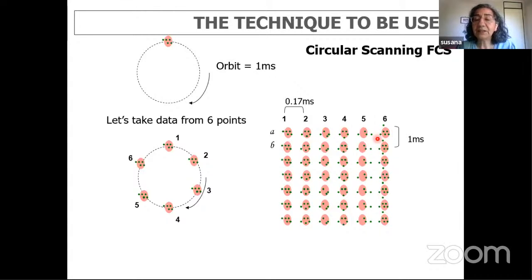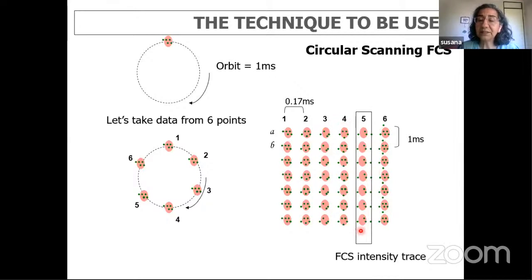And then the nice thing is that each of these columns will be the equivalent to an FCS intensity trace, in this case separated by 1 millisecond each. So we can analyze them by autocorrelation or by PCH and get all the parameters from the molecules that are creating the fluctuation in that volume in that particular position.